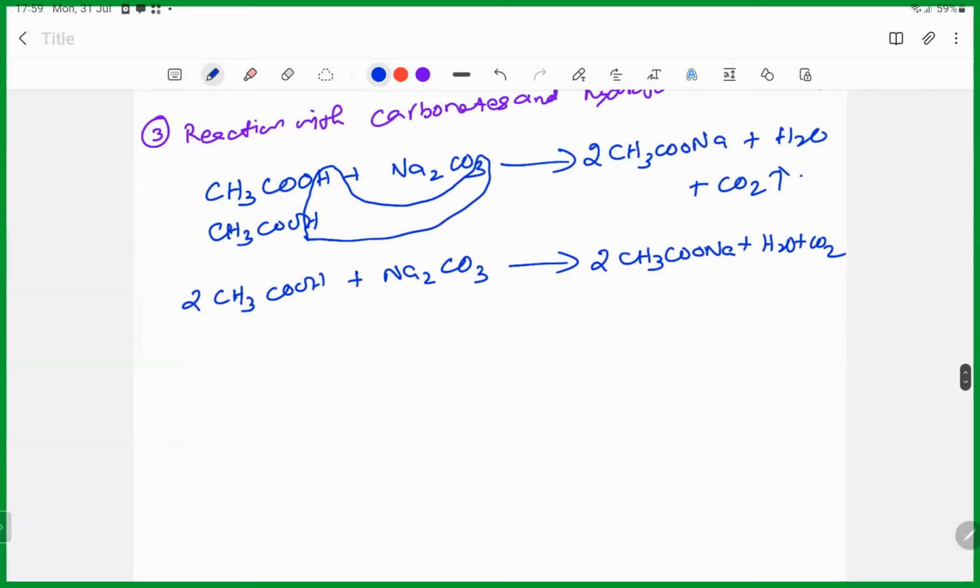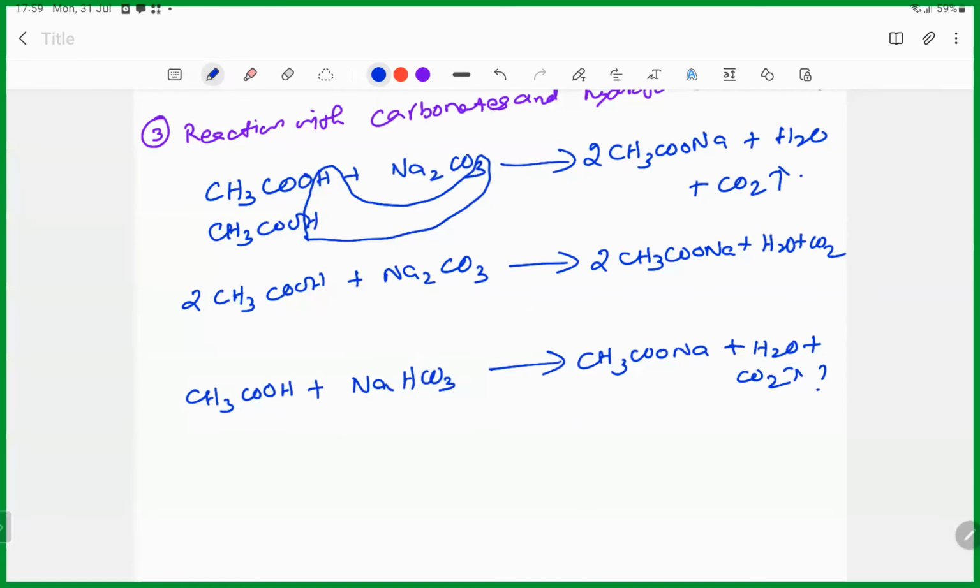And then bicarbonate. CH3COOH plus sodium bicarbonate NaHCO3 gives CH3COONa plus H2O plus CO2. This is called sodium acetate.